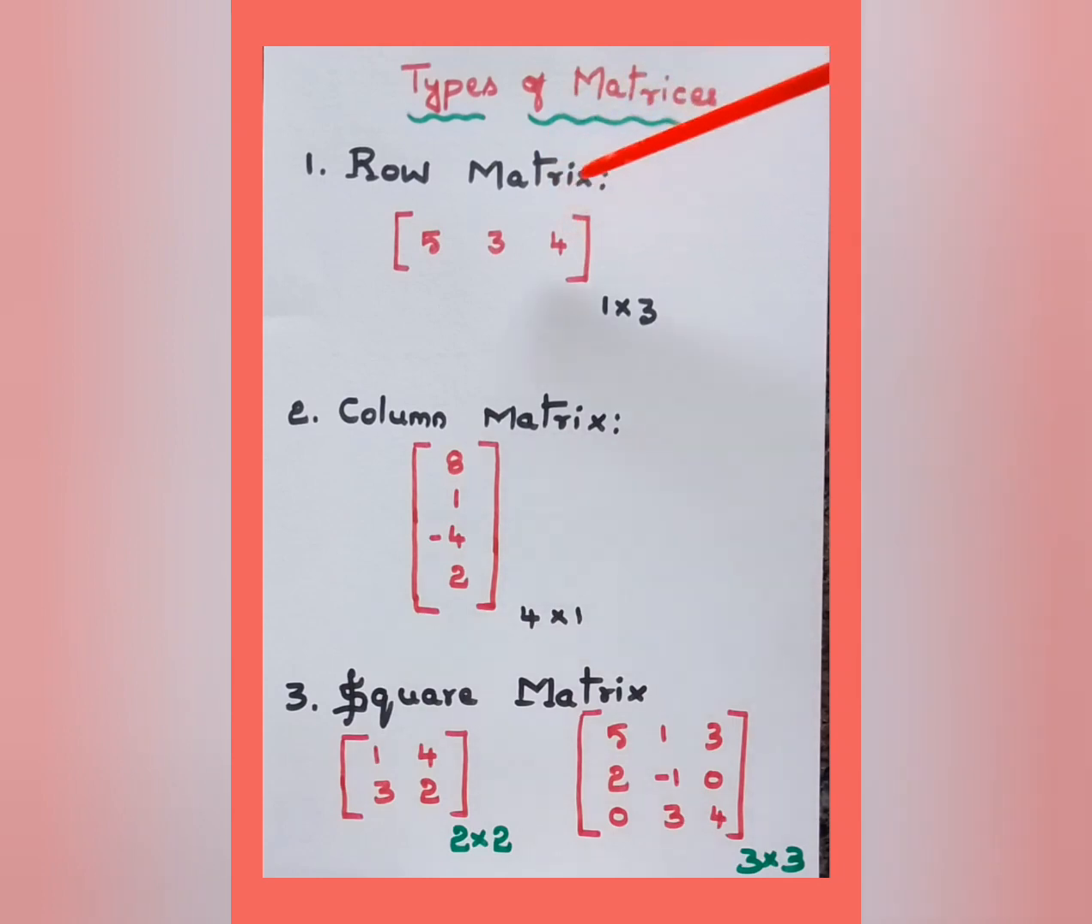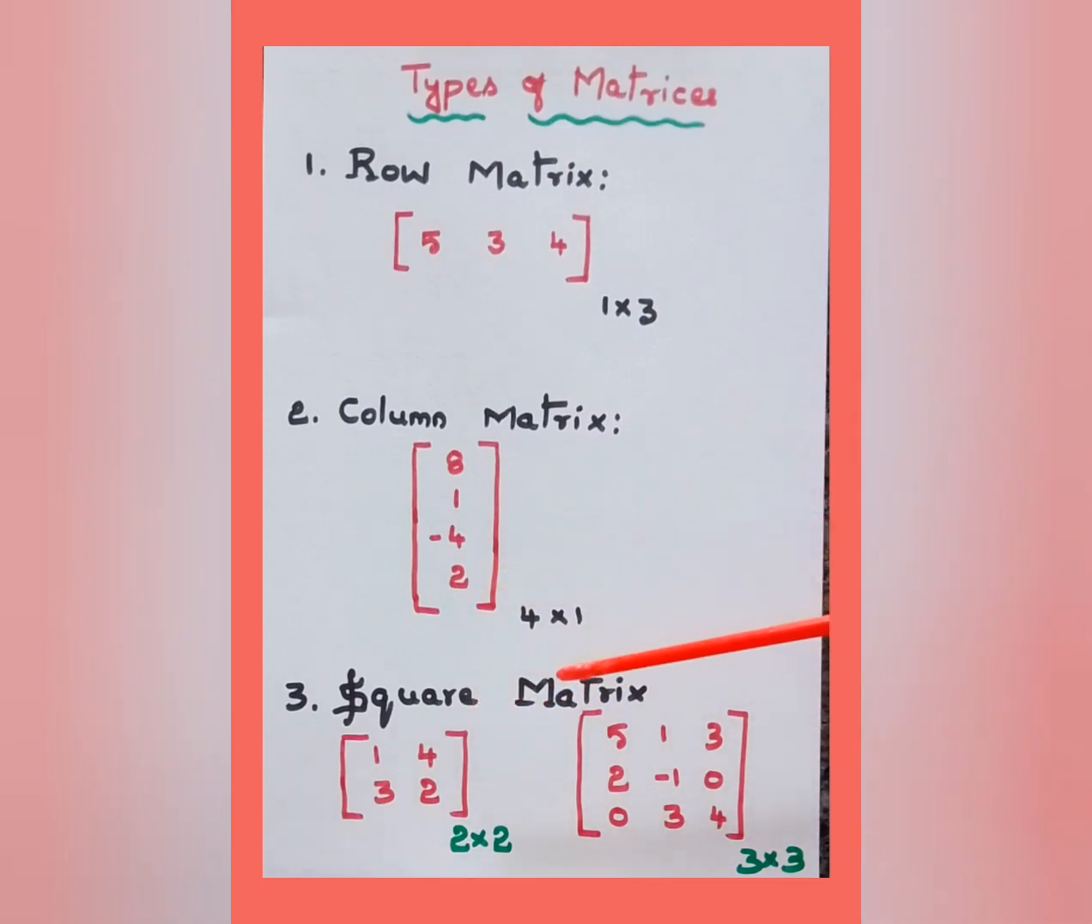First one, row matrix. A matrix which has only one row is called a row matrix. You can observe in this matrix there is only one row. How do we write the order? 1 cross 3. So this is a row matrix. The elements could be anything else; you can write A, B, C also. Next, column matrix. A matrix which has only one column is called a column matrix. Here only one column. However many rows you write, no problem. So the order is 4 cross 1. This is an example of a column matrix.